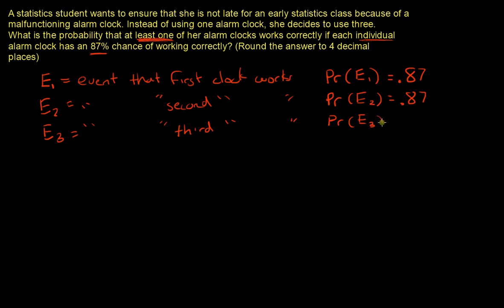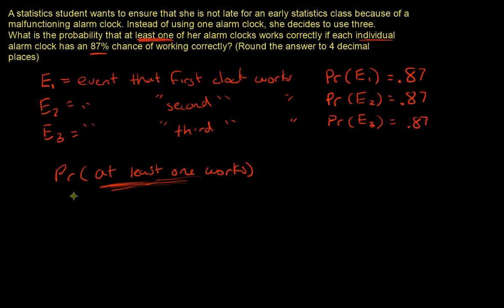So now what do I want to know? I want to know the probability that at least one works. Whenever you see the words at least one, you should always consider the complement. The complement of at least one is none. A lot of times it's easier to compute the complement, because at least one could mean that the first one works and the others don't, or the second one works and the other two don't, or that they all three work, or the first two work and this one doesn't. You could list off so many different ways.